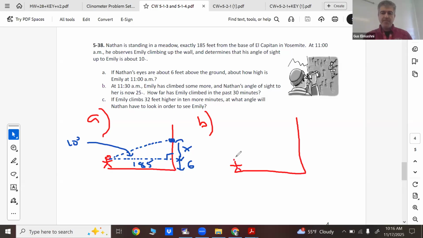So part B is going to look like this. And I'm going to have you guys do the calculations because that's what you should do. So our friend's higher now. We'll call this Y. That's still 6. And that's 25 degrees.